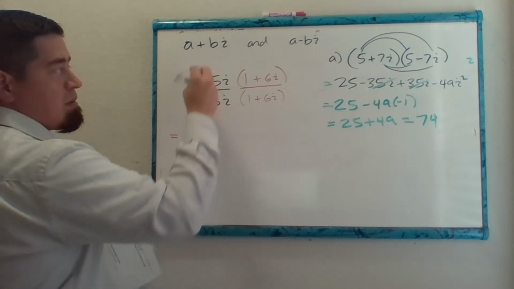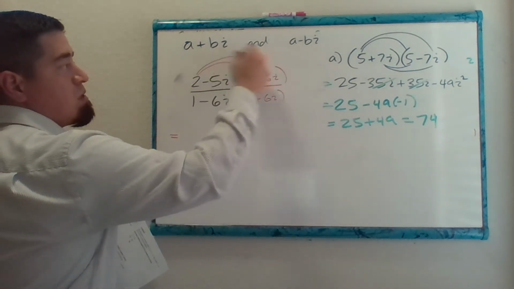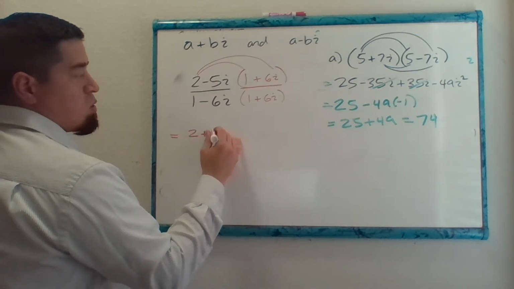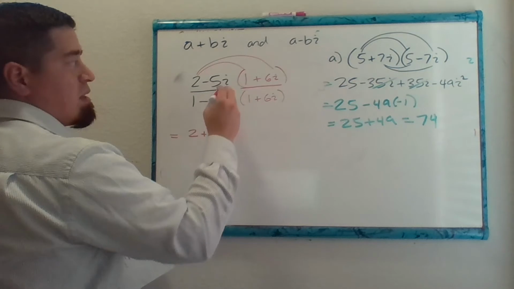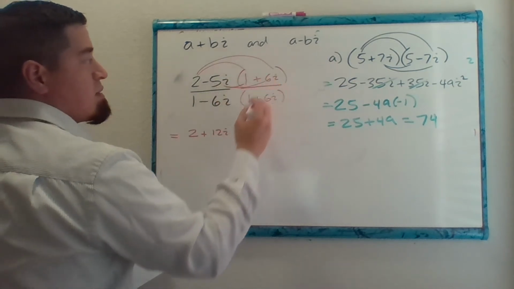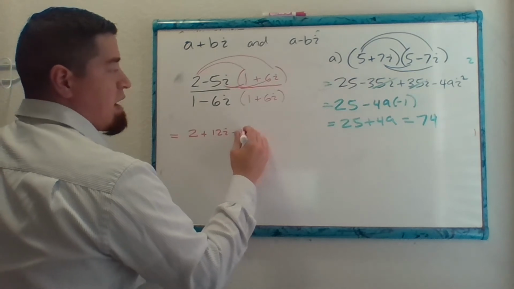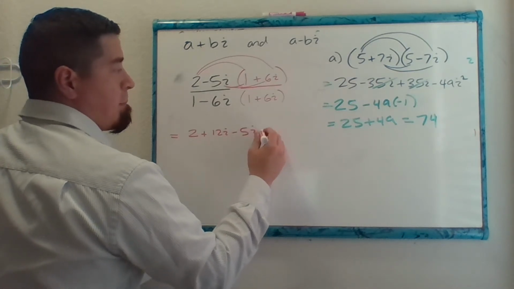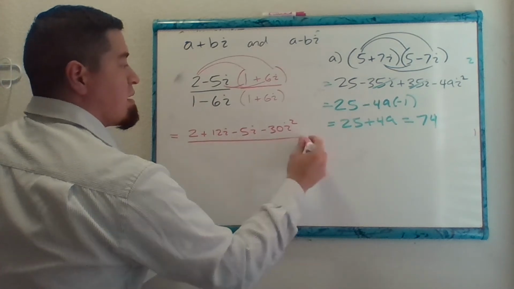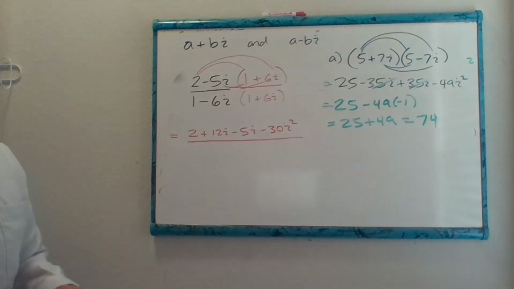On the top, you're going to do 2 times 1 and 2 times 6i. So that would be 2 plus 12i. And then here you're going to do negative 5 times 1 and negative 5 times 6i. So that'll be negative 5i minus 30i squared. We'll simplify that. Okay, and I'm going to change the color up for the bottom.